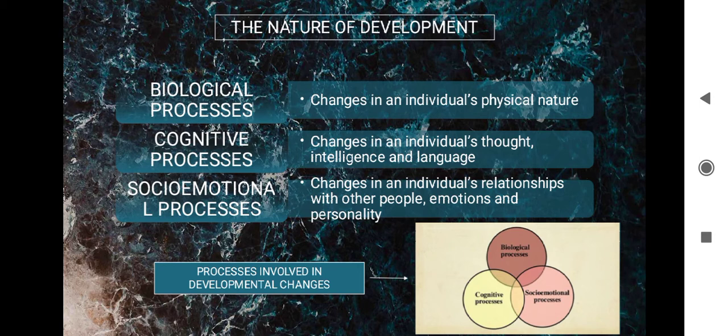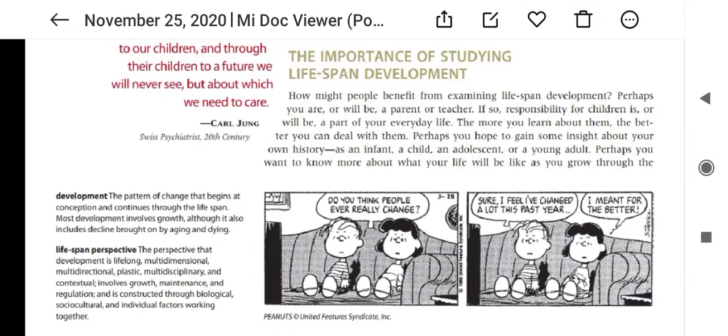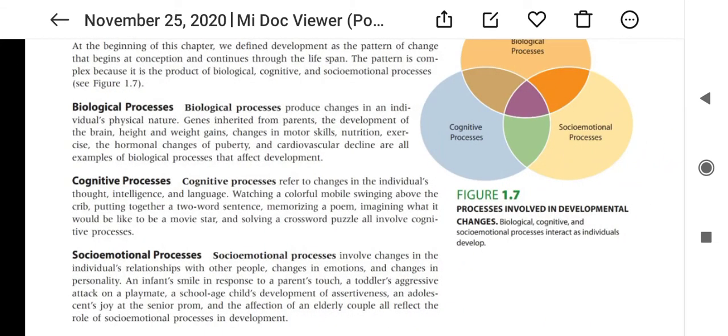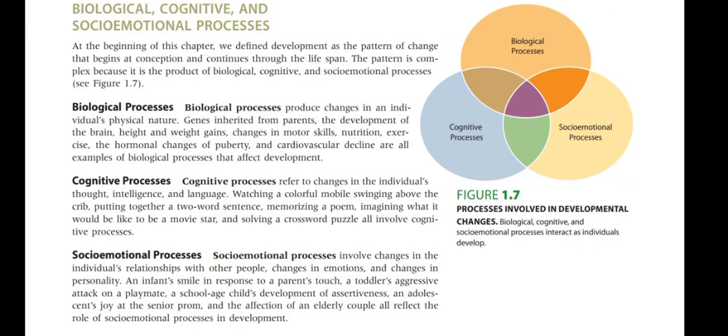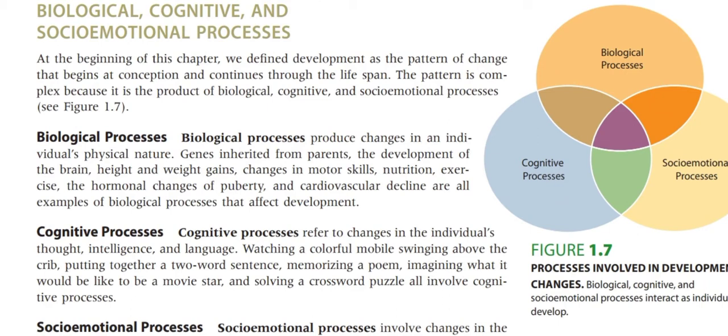So this is the simple definition of three different processes: biological process, cognitive process, and social emotional process. Okay, we will go into more detail by referring to the textbook, and I will screenshot important pages in your book. Okay. All right. Biological, cognitive, and socio-emotional process. At the beginning of the chapter, we define development as the pattern of change that begins at conception.